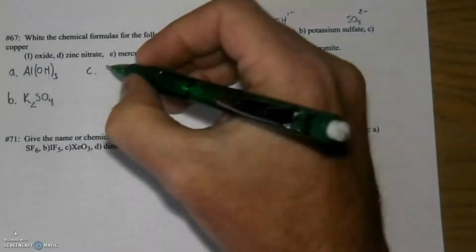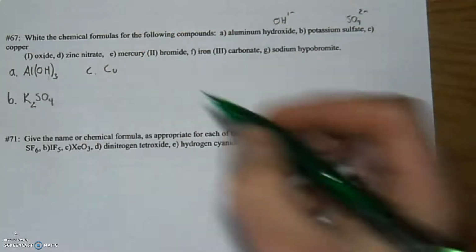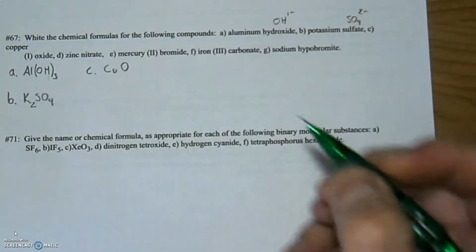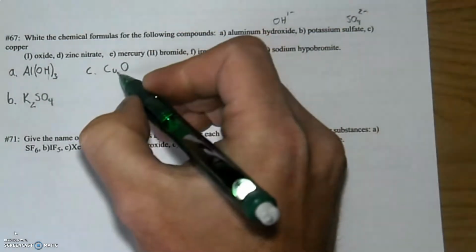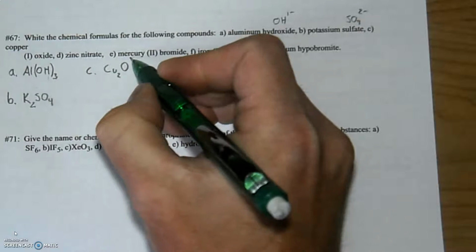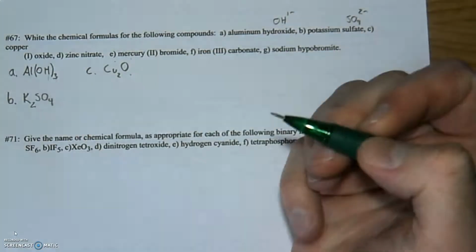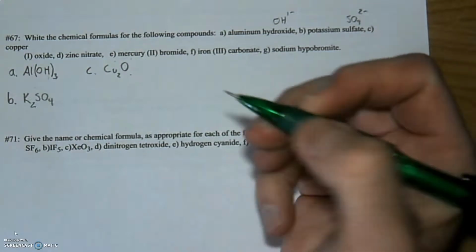Copper is 1, so I'm just going to write it this way, like copper, there's a +1, which I'm not going to write. Oxide was 2 minus, so I'm going to swing the 2 down here, from here down to here, and 1, I'm not going to write it. There it is, copper 1 oxide.